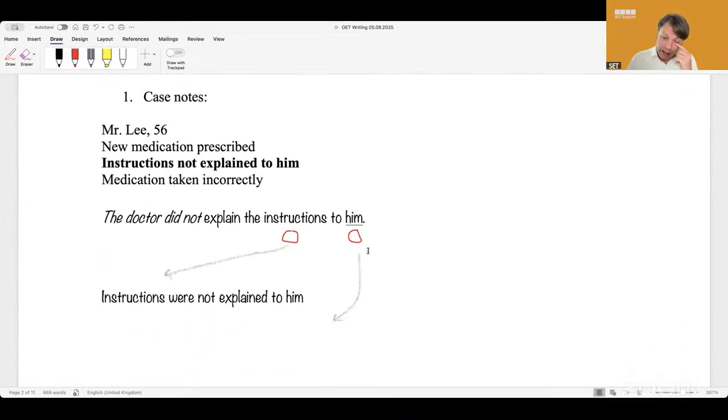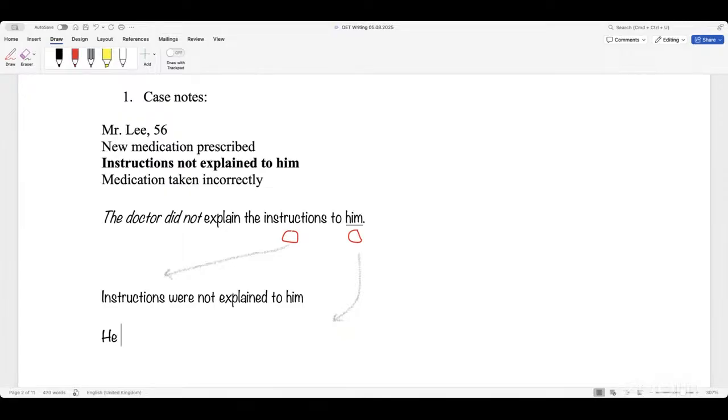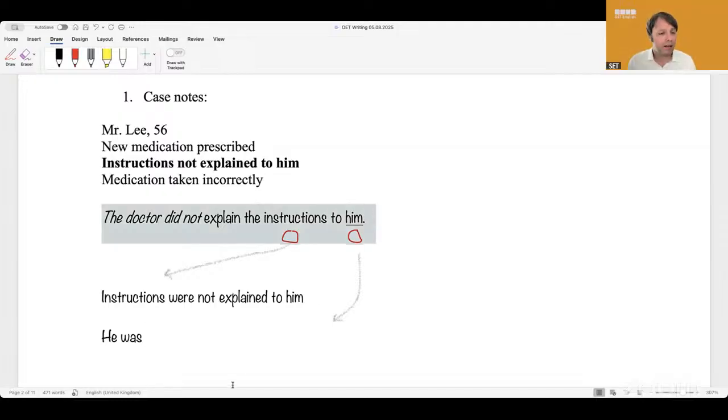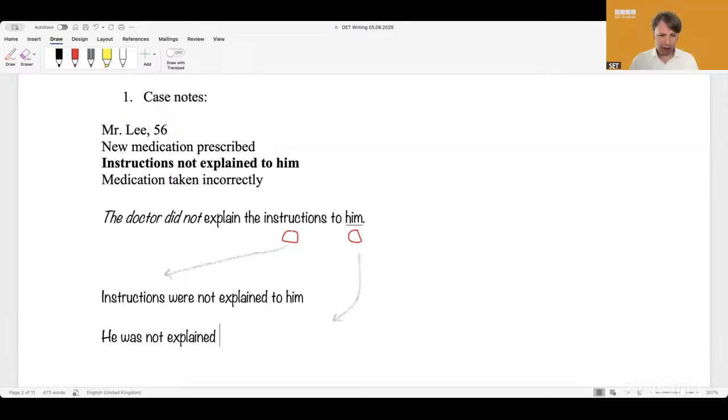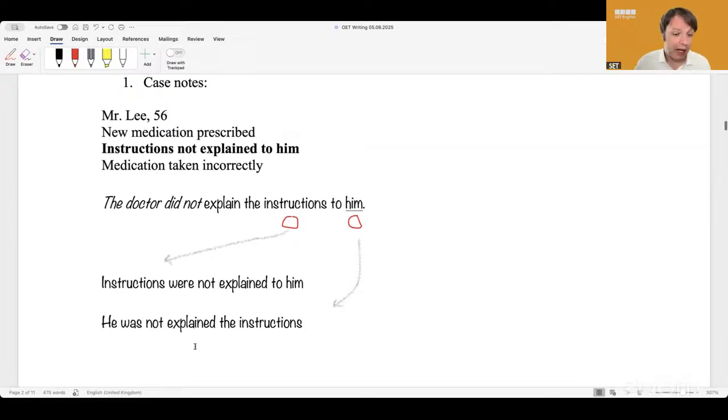Now, I'm going to ask Ismail. Can you say hello? Hello. So can you make a sentence using the indirect object? He was prescribed medicine. No, this sentence here. Ah, okay. He was not explained the instruction. Good, good. So he was not explained the instructions. Okay, now here's where it becomes more difficult, guys.